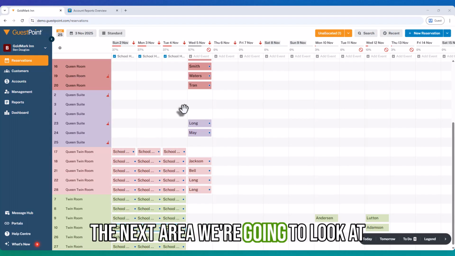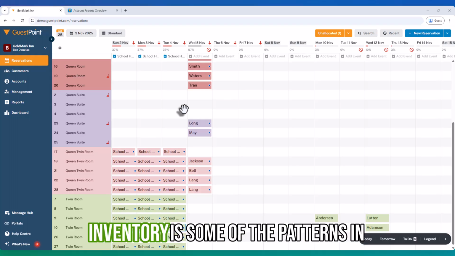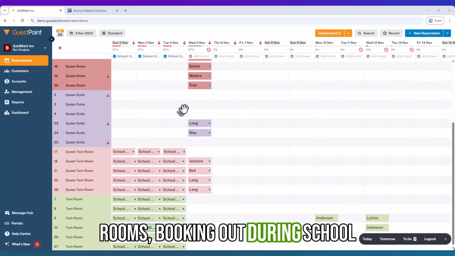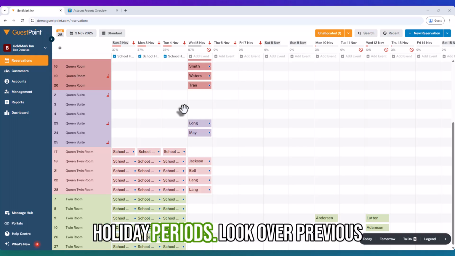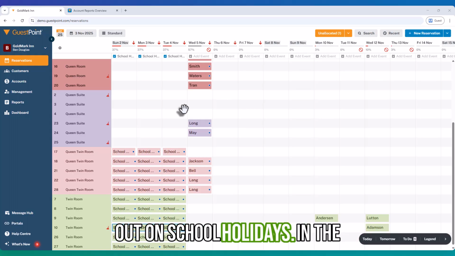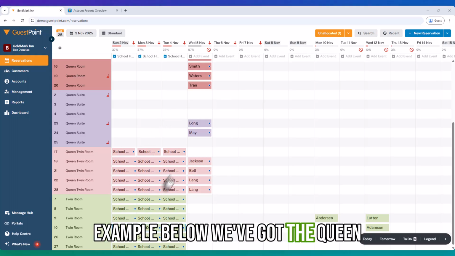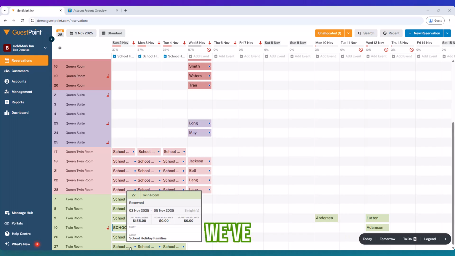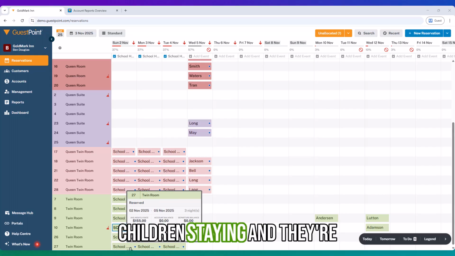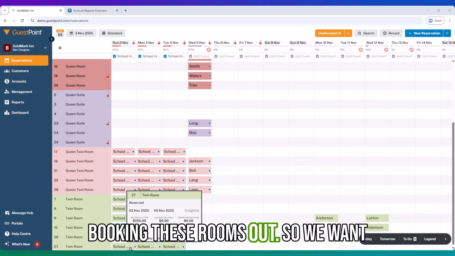The next area we're going to look at when we're managing our room inventory is some of the patterns in your area. Is your family rooms and twin rooms booking out during school holiday periods? Look over previous years. Are certain room types booking out on school holidays? In the example below, we've got the queen twin rooms, and the twin rooms, we've got a lot more families with children staying and they're booking these rooms out.